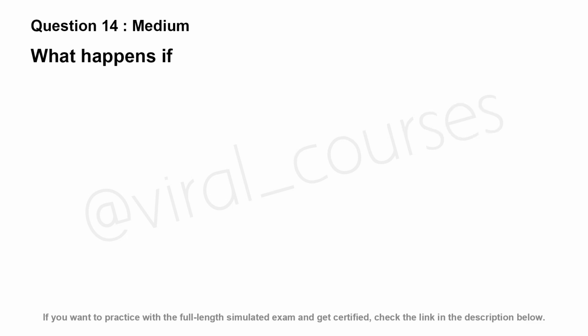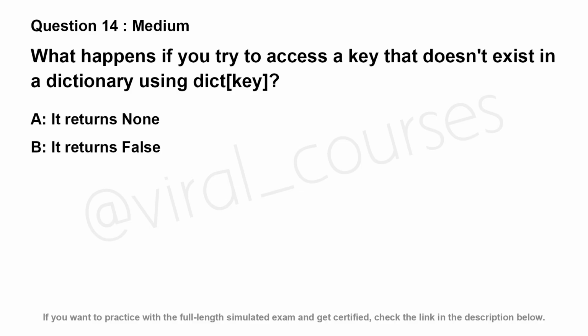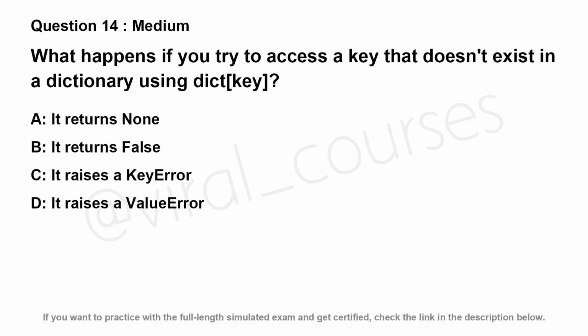What happens if you try to access a key that doesn't exist in a dictionary using dict[key]? Option A, it returns None. Option B, it returns False. Option C, it raises a KeyError. Option D, it raises a ValueError.